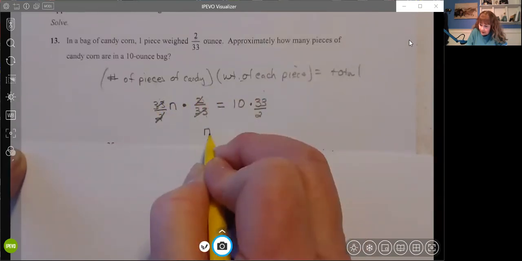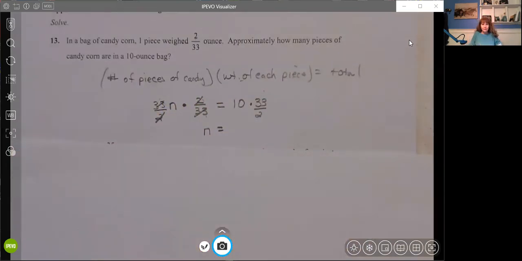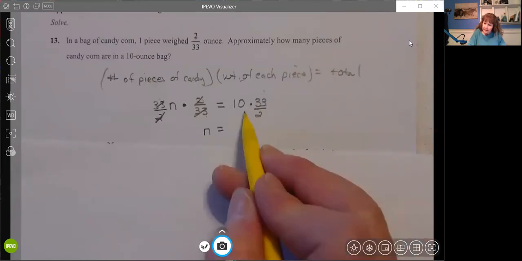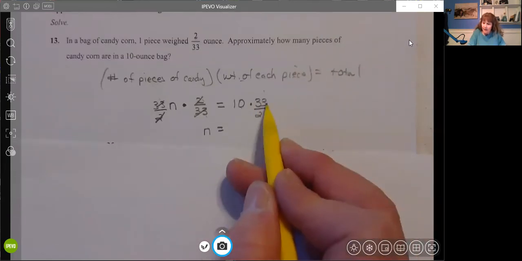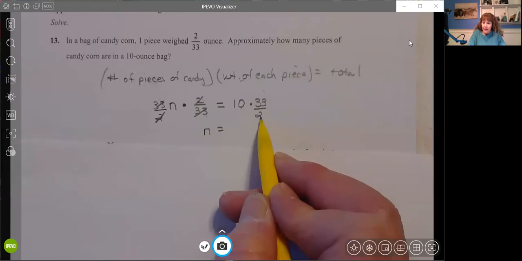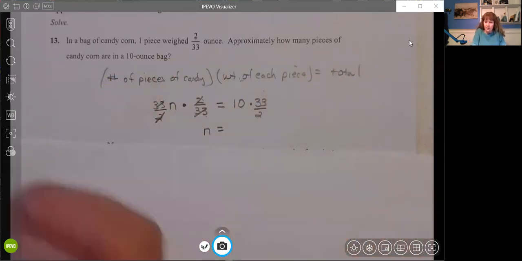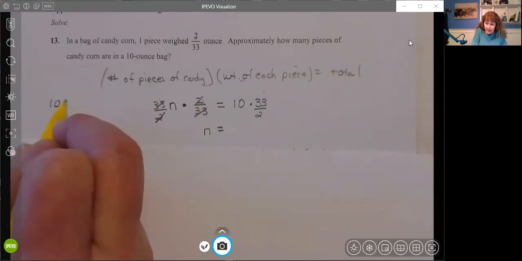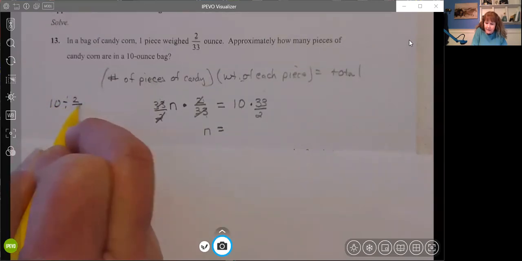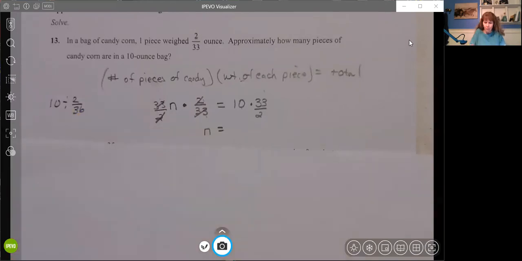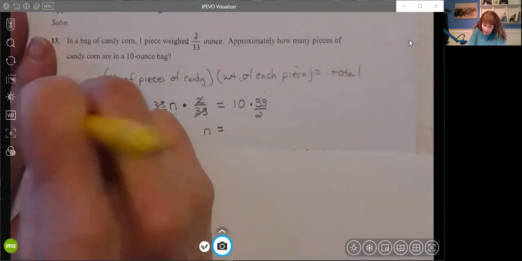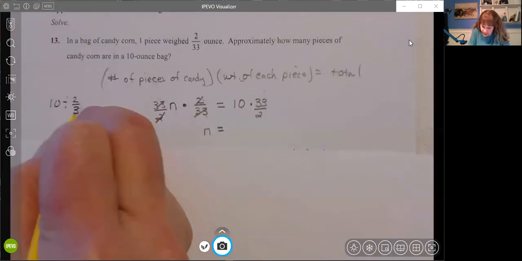And that leaves us with n equals. We needed to get rid of the 2/33, so we're taking 10 times 33/2. Now, some of you may have, without looking at the equation, said, okay, I know I need to take 10 and divide by the weight of each one to figure out how many total pieces I needed.